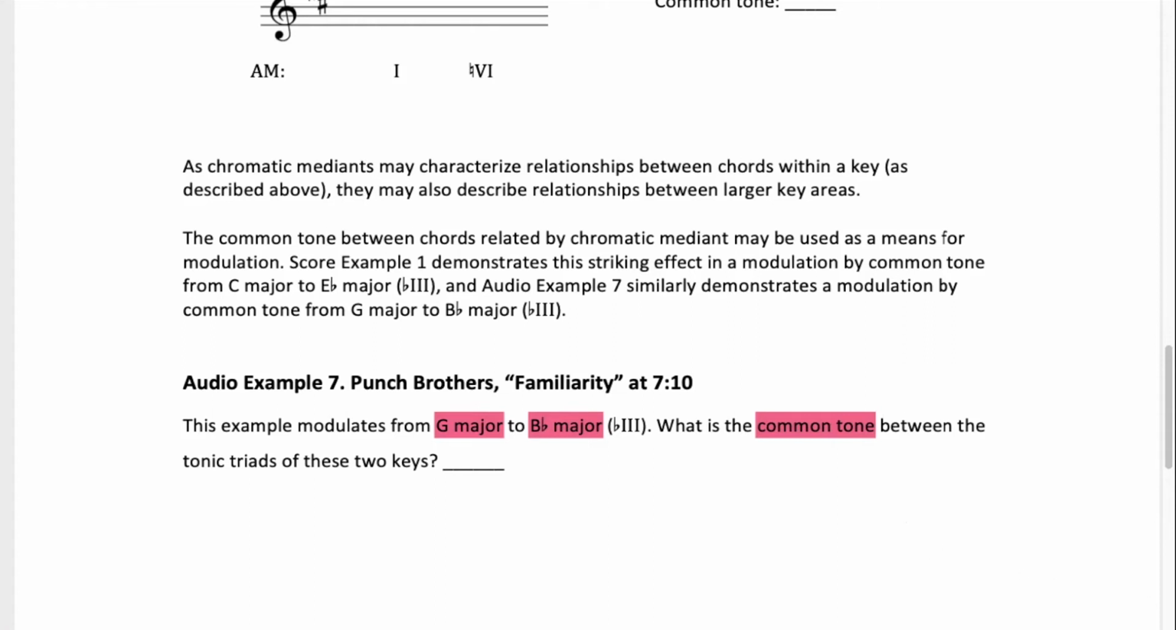Let's listen. We're going to start this example around 6 minutes and 50 seconds, and the modulation takes place at the 7:10 mark.